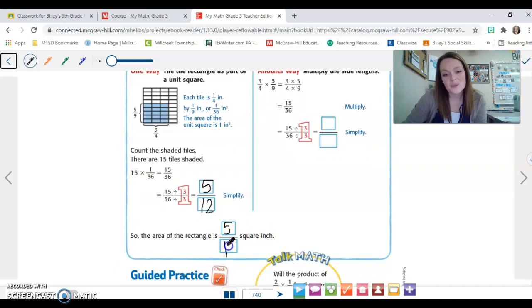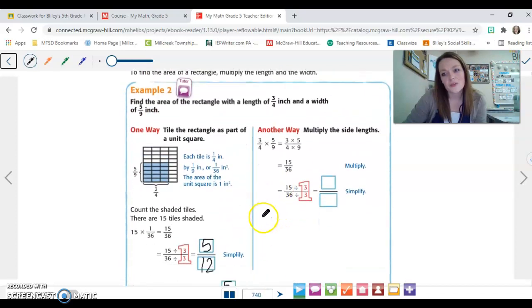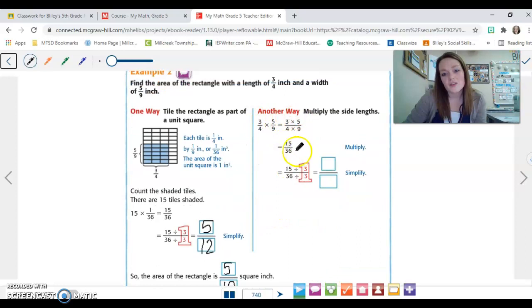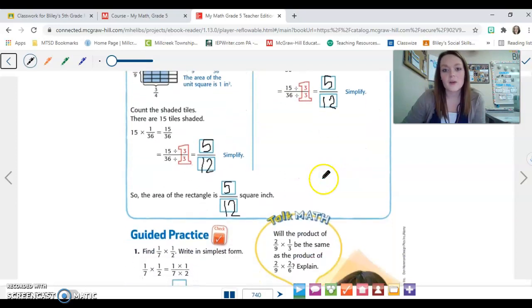Or we can simply multiply straight across, which is Mrs. Bliley's preferred way. 3 times 5 is 15, and 4 times 9 is 36, and then we can simplify. So for this lesson and for our practice, we will simply be multiplying straight across. If there are other preferred ways that you like and would like more explanation on, please just type to me on the Google Classroom and I will provide another video for that way of instruction. But Mrs. Bliley believes straight across is the way to go.